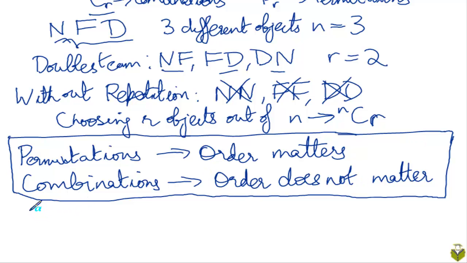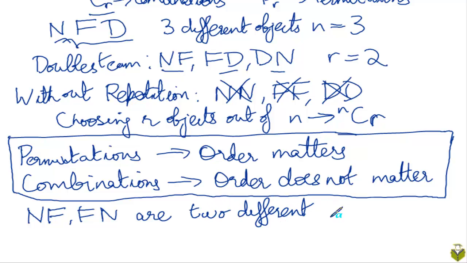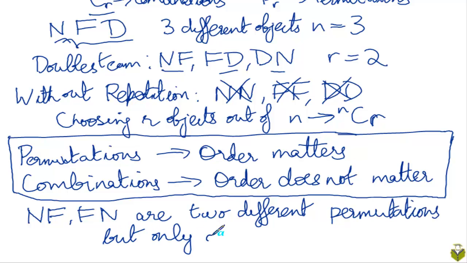For example, Nadal-Federer and Federer-Nadal are two different permutations, but only one combination. In combination, it doesn't matter whether N came before F or F came before N. So that's why it's only one combination. But in permutation, the arrangement, or the order, matters. That's why NF is different from FN.